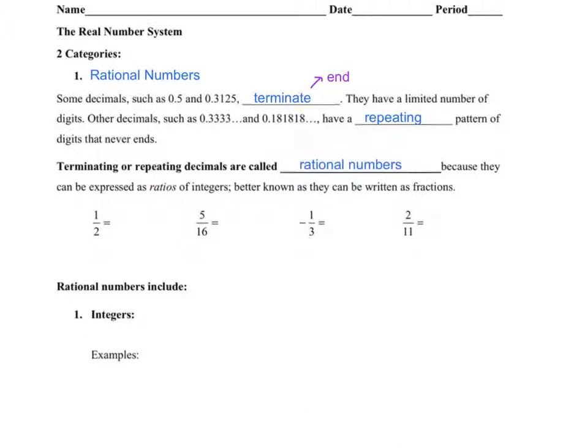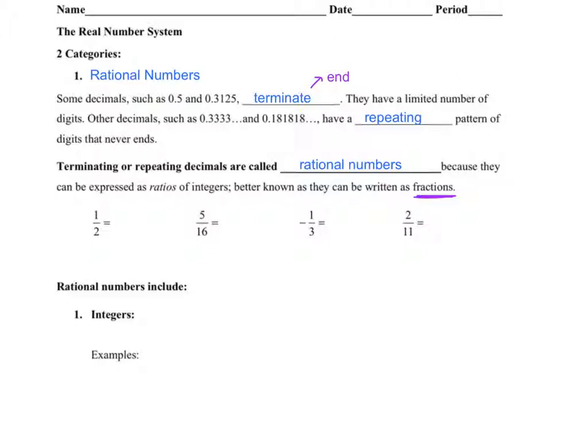Terminating or repeating decimals are called rational numbers because they can be expressed as ratios of integers, better known as fractions. So if a number can be written as a fraction, it is a rational number. Now let's look at some examples of terminating or repeating decimals.